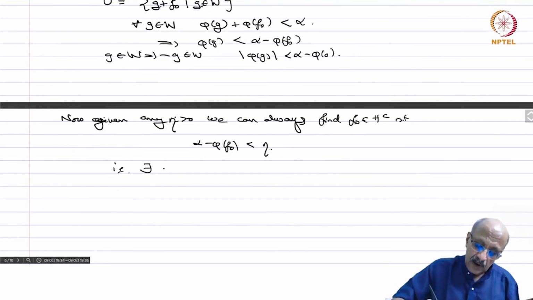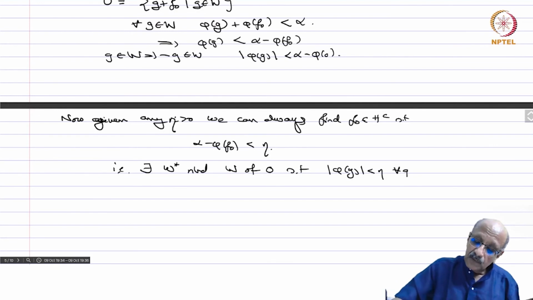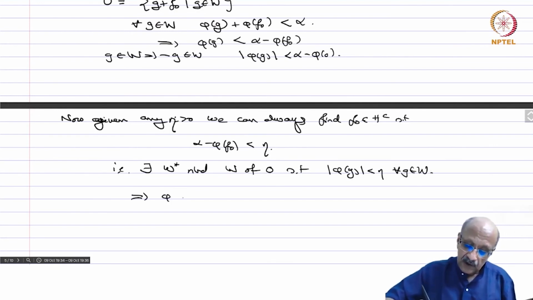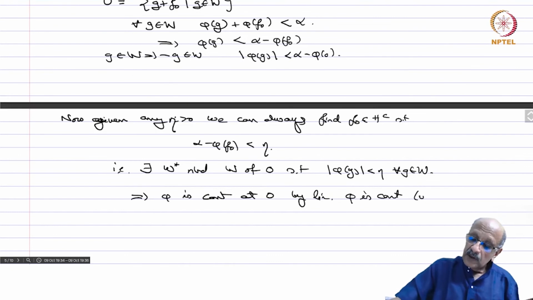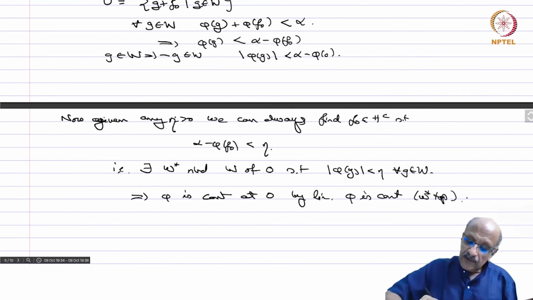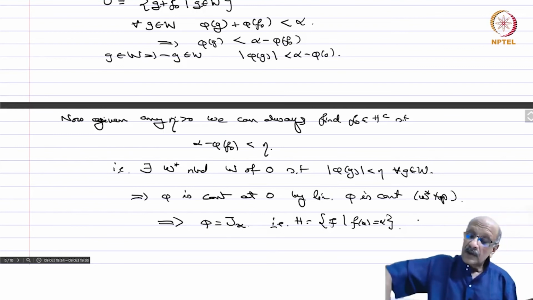there exists a weak star neighborhood W of 0 such that mod phi of g is less than eta for all g in W. This implies phi is continuous at 0, and by linearity phi is continuous everywhere. This is in the weak star topology. So phi is a continuous linear functional in the weak star topology, and by the previous proposition phi has to be equal to J f x, that is H equals the set of all f such that f x equals alpha. Okay, so that proves the theorem completely.